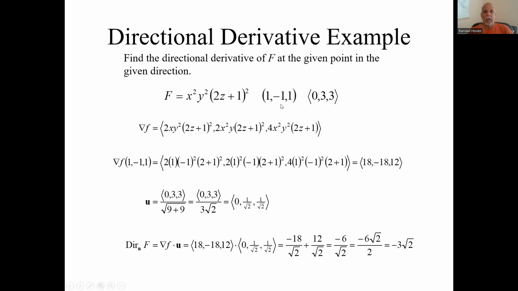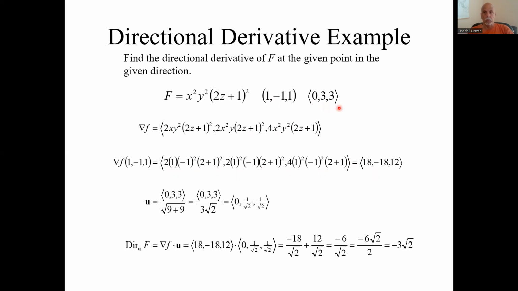Now that you have that, you have to plug in the values for x, y, and z. Wherever there's an x, I put a 1. Wherever there's a y, I put -1. Wherever there's z, a 1. A little tedious arithmetic here, but I get a vector.